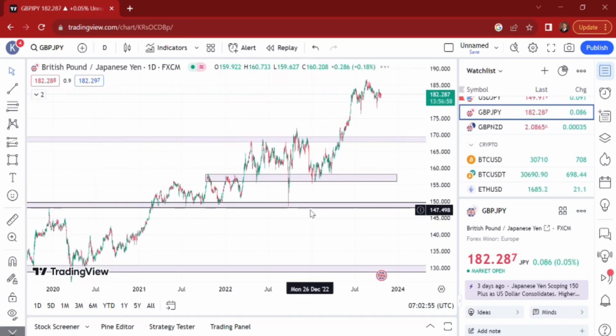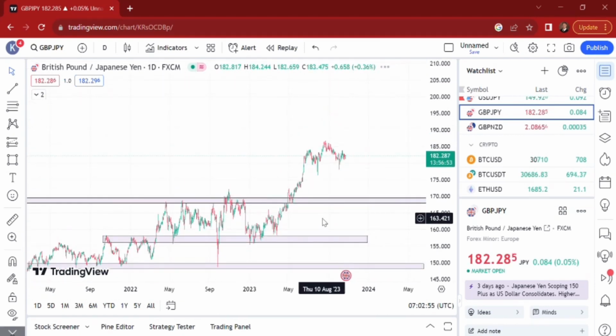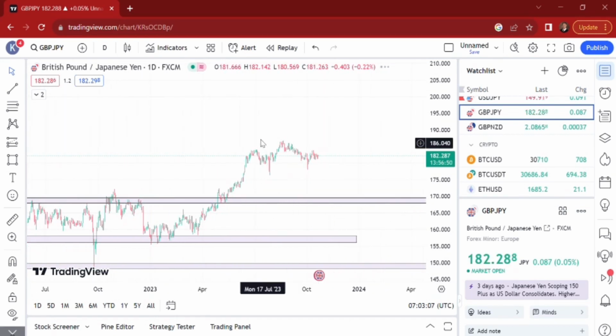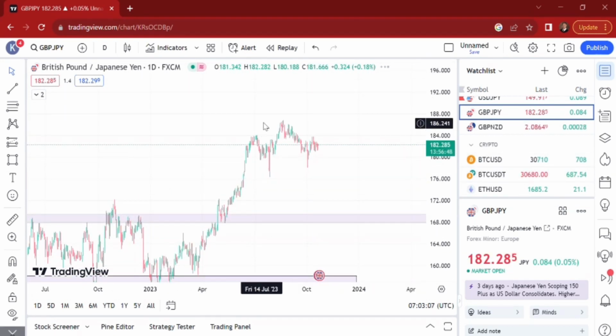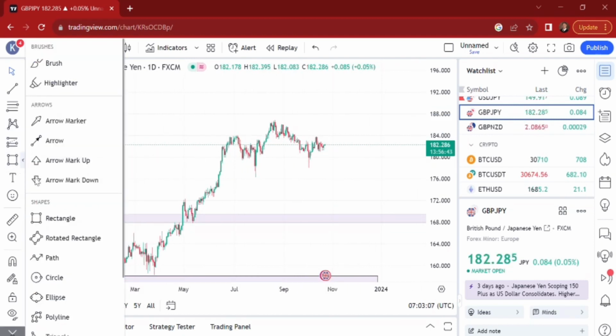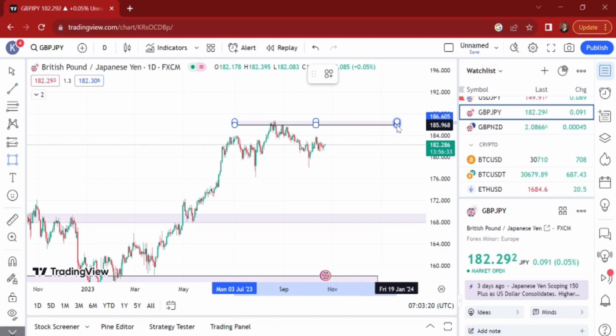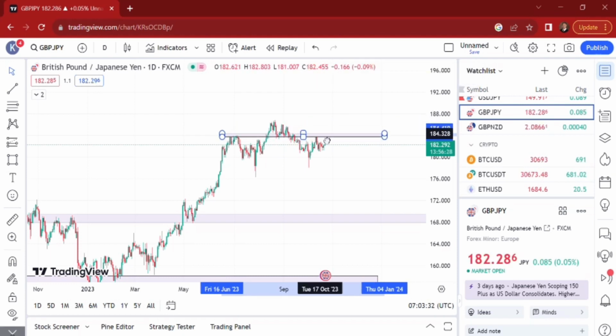Where else can we see more touches on price? I think this zone here, price has touches on this zone up here. So let's identify that as well. Good.